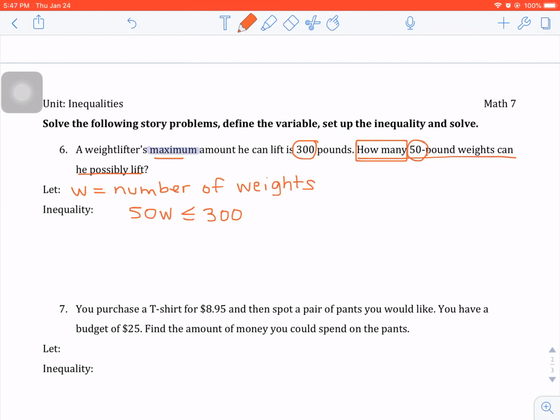Now I'm going to ask that you pause the video for a moment and go ahead and solve this inequality. And then start it back up when you have got it solved so you can check your answer.